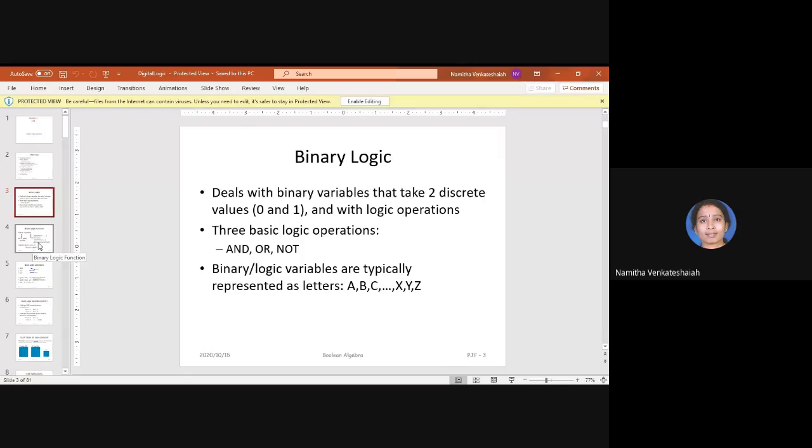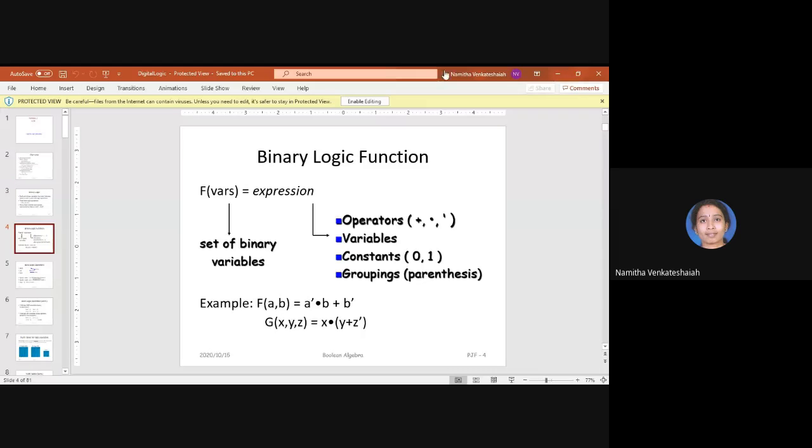So we know that the three basic logic operations are AND, OR, NOT, and binary logic variables are typically A, B, C or X, Y, Z, or any alphabet we take as input. Whenever we consider an expression, it is F of variables: F of A comma B comma C means three variables; A, B, C, D, four variables; A, B, C, D, E, five variables. The set of binary variables acts as input. And the expression will have various operators and variables.